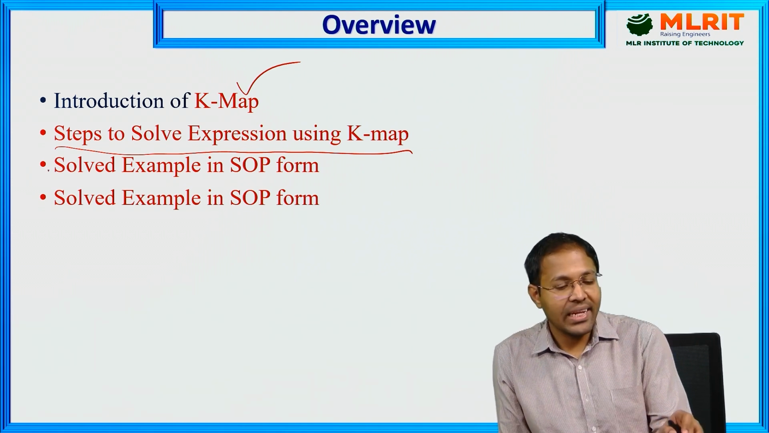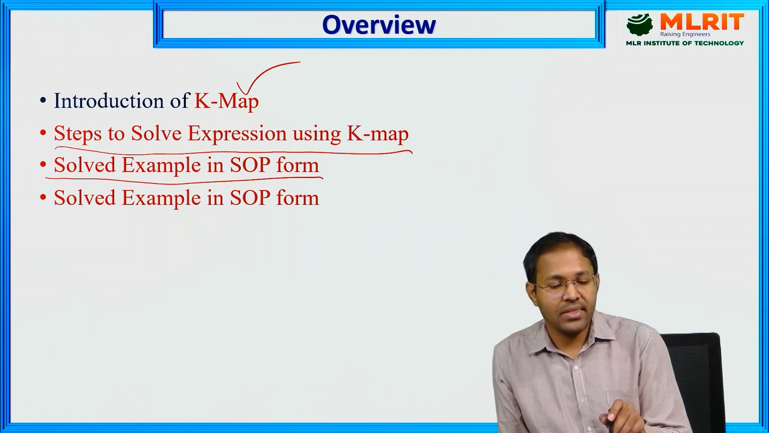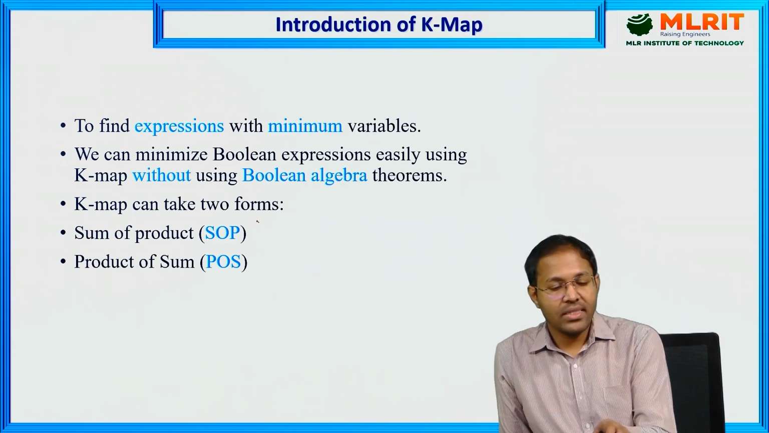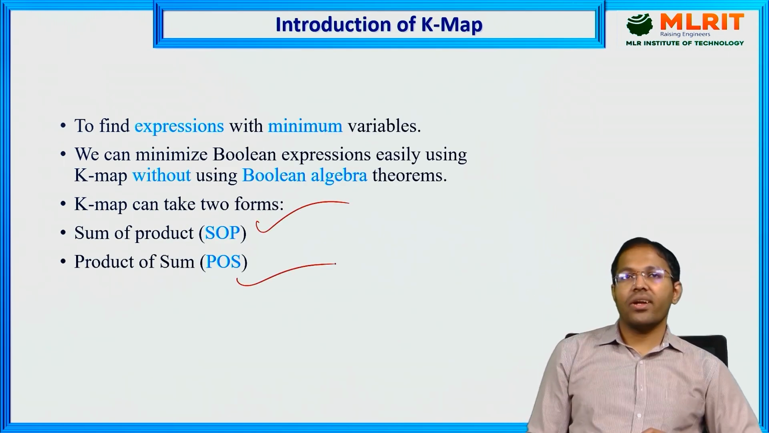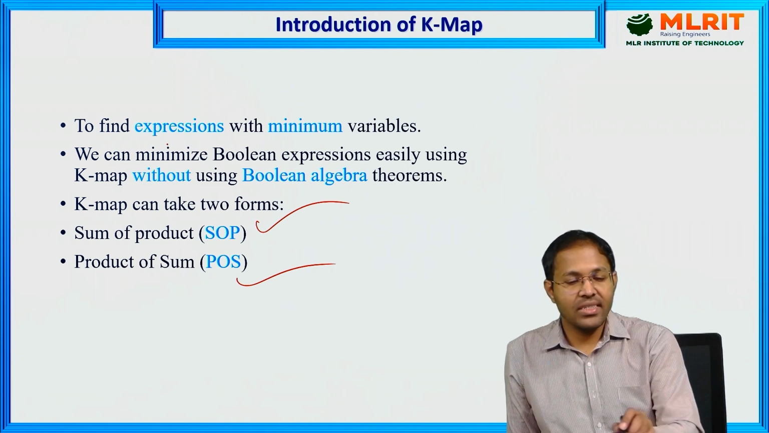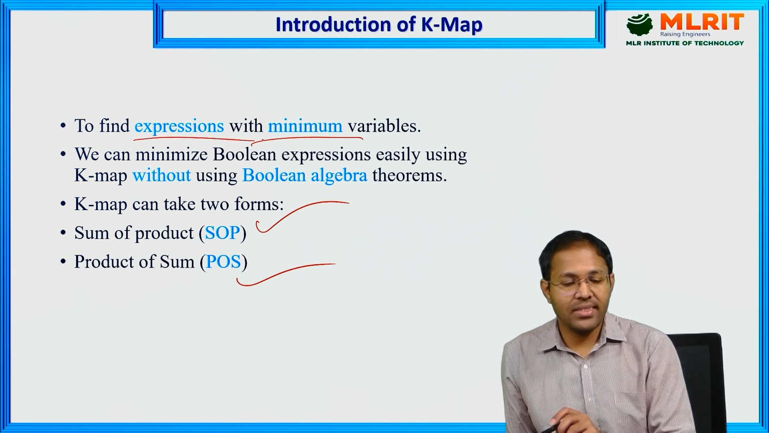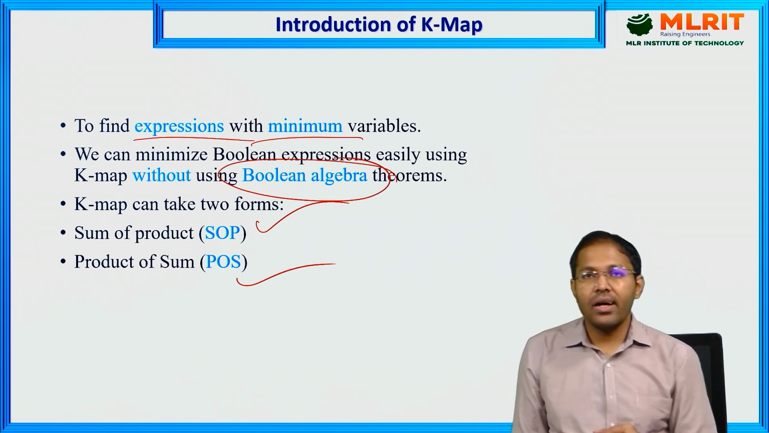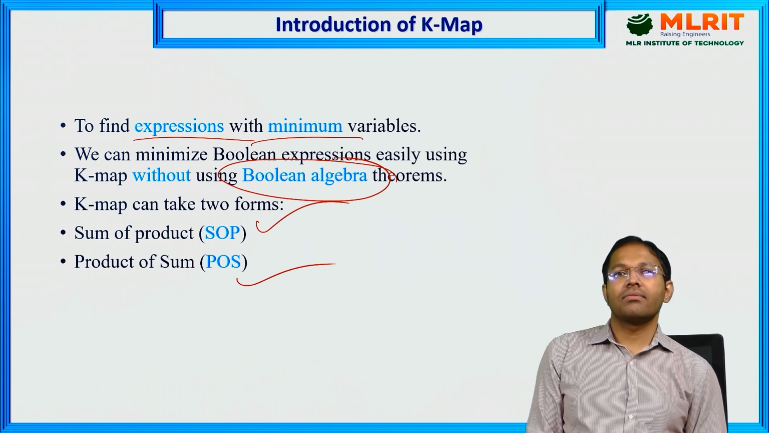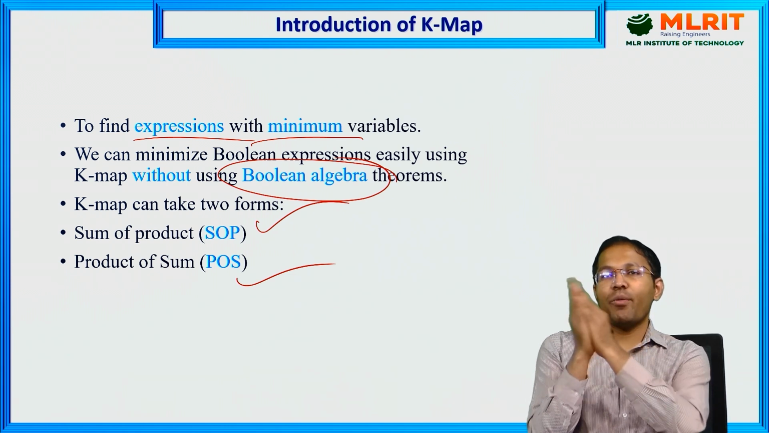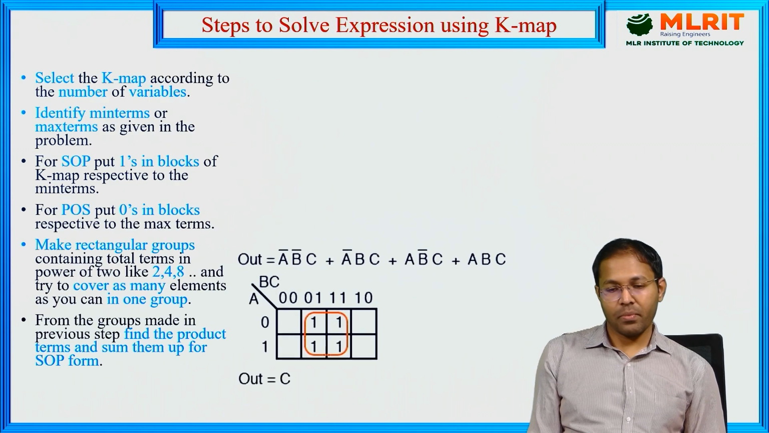Then there are two categories of Boolean expression. We will see the two categories. One is sum of products and the other is product of sum. And here, as we have discussed, our focus is to minimize the expression. One could use Boolean algebra to minimize the expression, but we will actually see that the K-map method is easier.